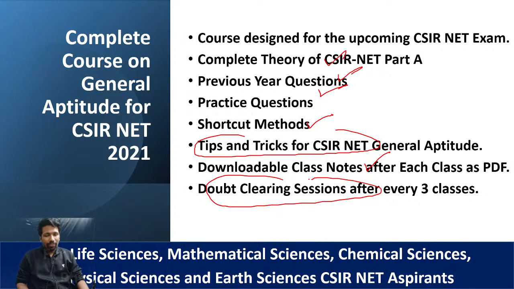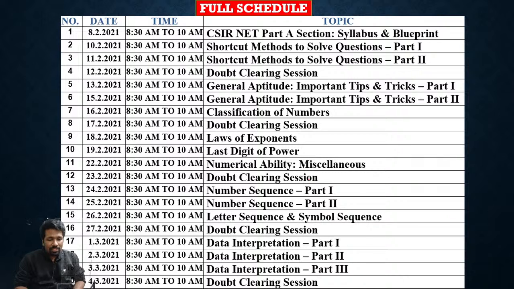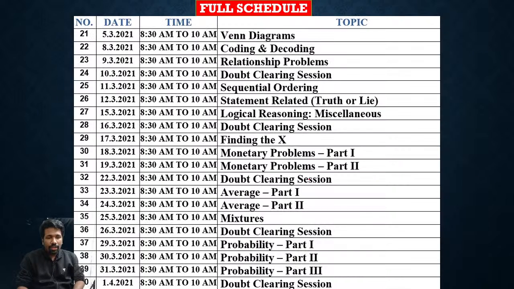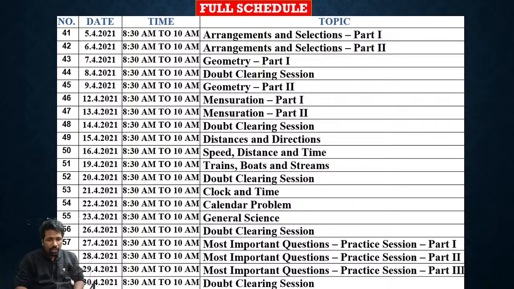This course is equally useful for life science, mathematical science, chemical science, physical science, and earth science CSIR-NET aspirants. There will be 60 lectures and each lecture will be 1.5 hours, so in total 90 hours. The timing is 8:30 a.m. to 10 a.m. and you can see the complete schedule here.